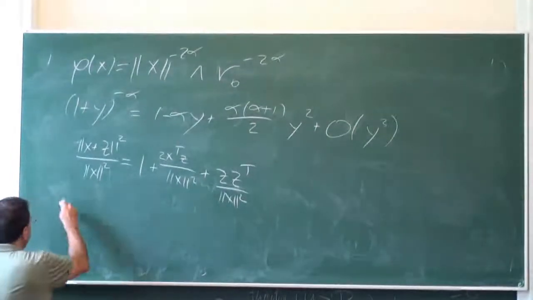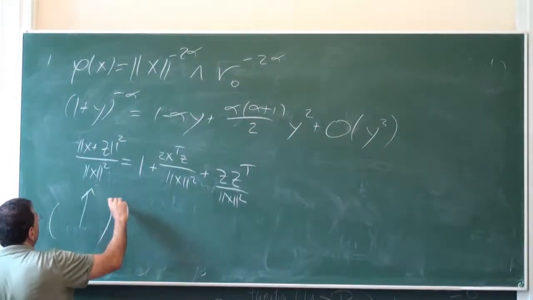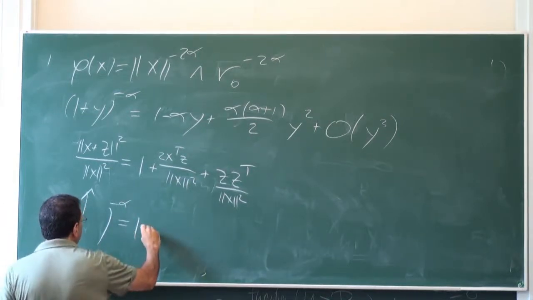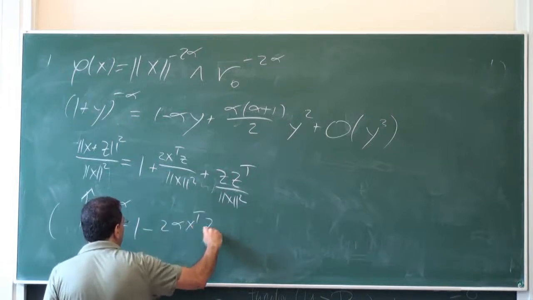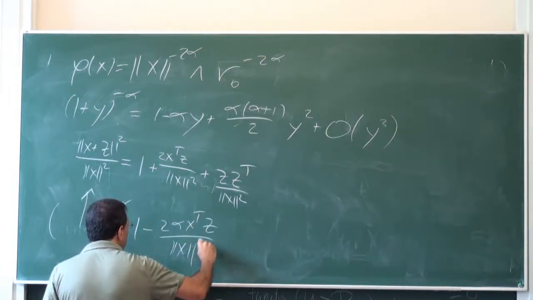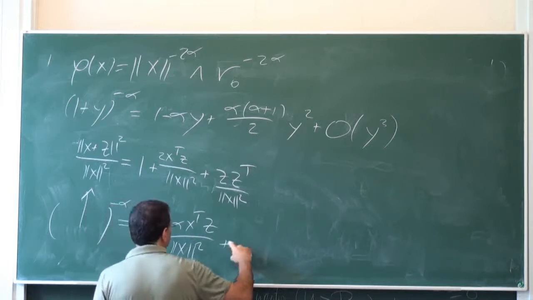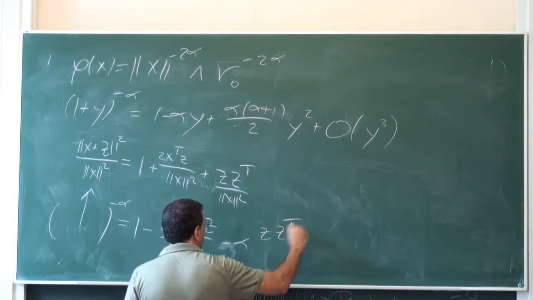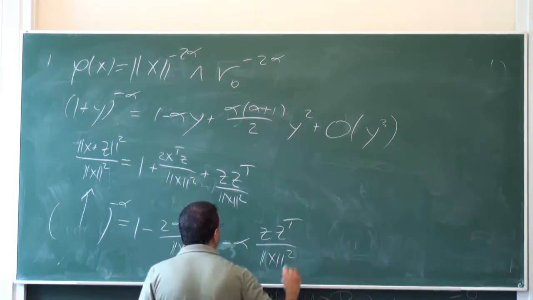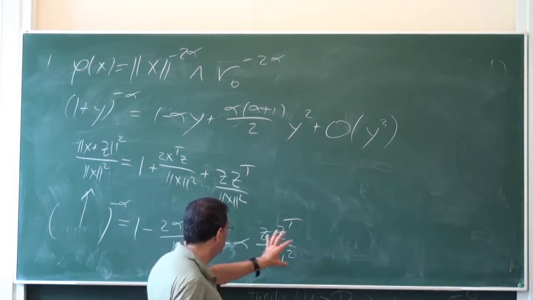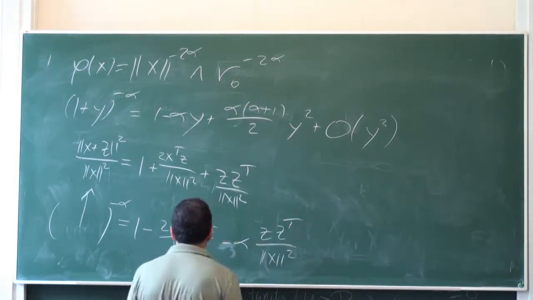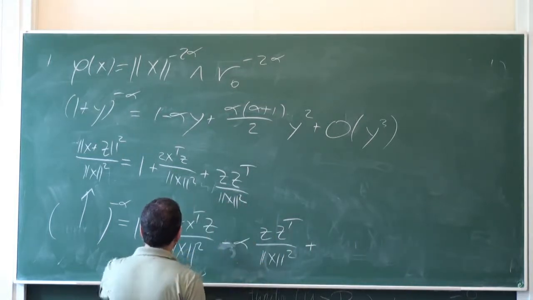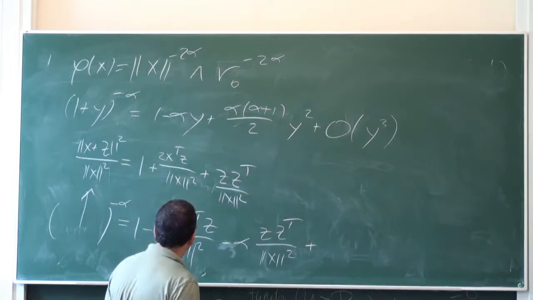Okay. So now if we take this to the power minus alpha, what are we going to get? We'll get 1 minus 2 alpha x transpose z over norm x squared plus minus alpha z transpose z over norm x squared. There's a reason I'm doing this calculation, because we want to see something popping out here, and then we need the second order term, and we'll throw away all the third order terms.